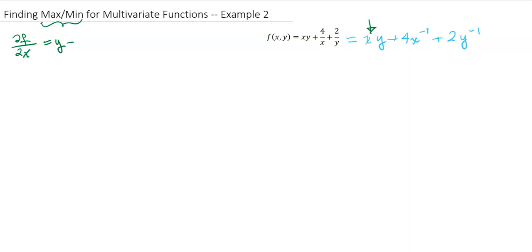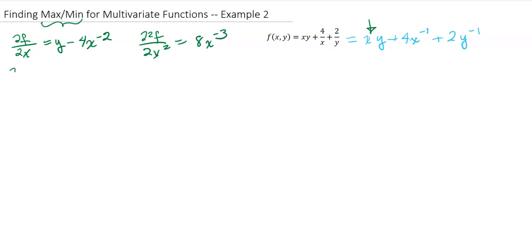Now moving along, I have minus 4, x to the minus 2. The next term has no x's, so its derivative is 0. Now I'll find the second derivative of f with respect to x. And that is going to be, the derivative of y will be 0 since there's no x. And now I have 8x to the minus 3.